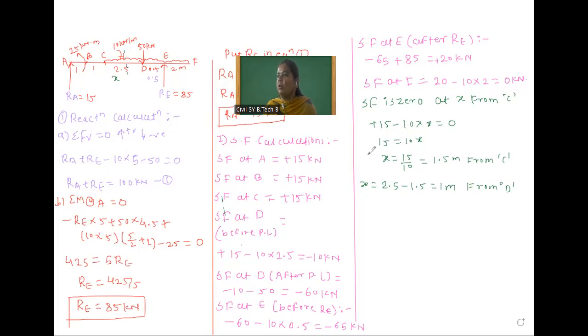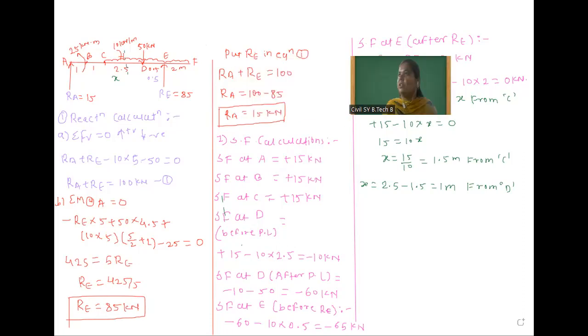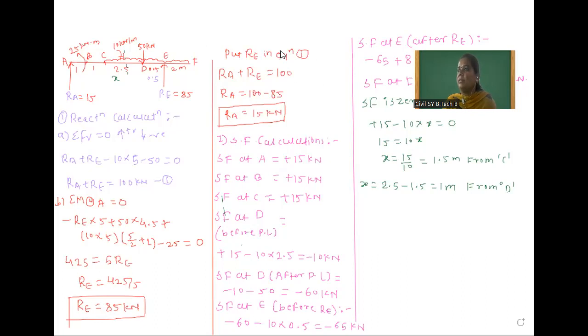Okay. Now we will move towards bending moment calculations. Okay, next step is bending moment calculations. Step number 3, bending moment calculations. So bending moment at F is equal to 0 kilonewton meter.